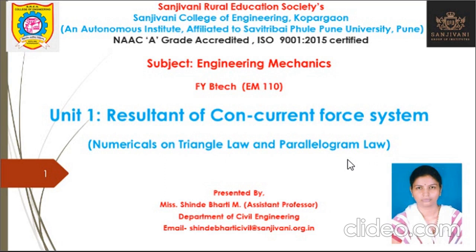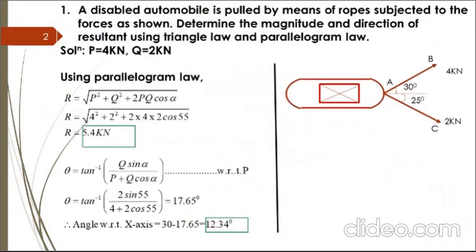Now in today's lecture we will solve some problems to determine the value of resultant force R by using triangle law and parallelogram law. The main thing about the triangle law and parallelogram law is that these two methods of determining resultants are used only for two force systems. It means if there are only two forces in a system, to replace these two forces by a single force, we use the triangle law and parallelogram method.